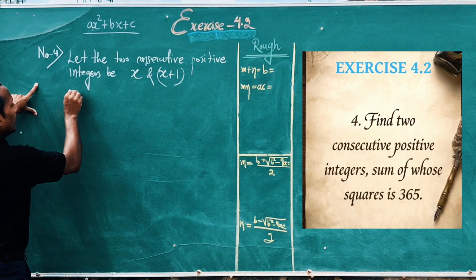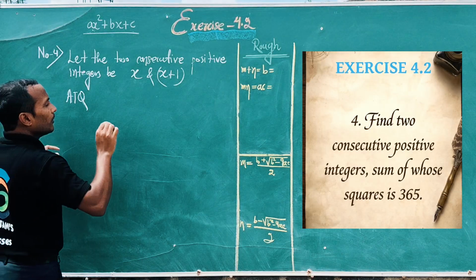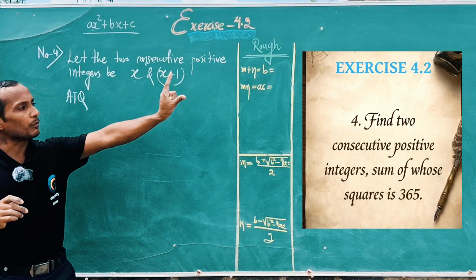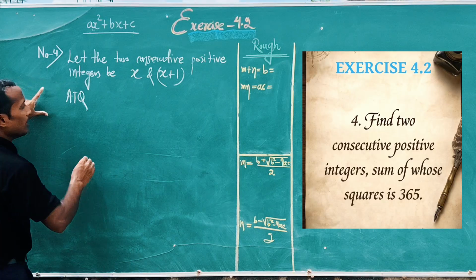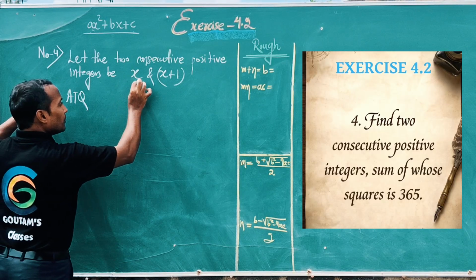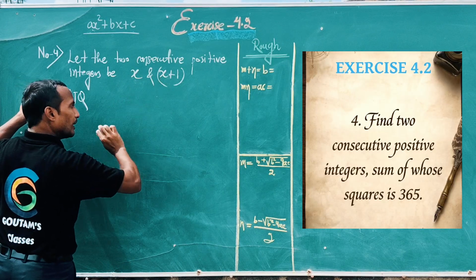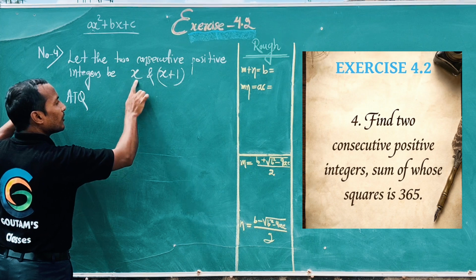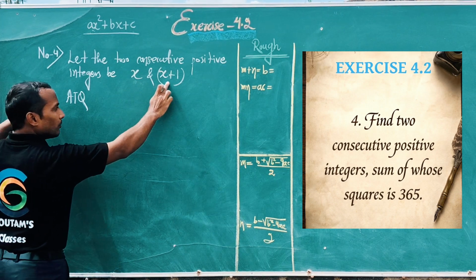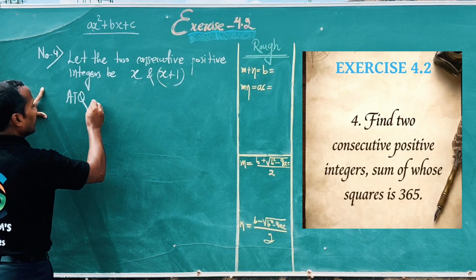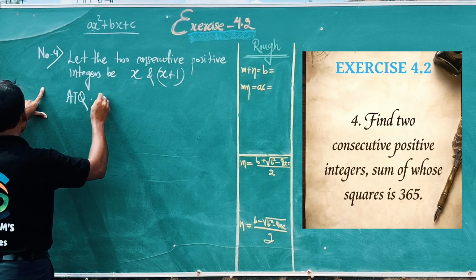According to the question, find two consecutive positive integers, the sum of whose squares is 365. So the sum of squares of these two: square of x and square of x plus 1. All right, so first let me write the statement.